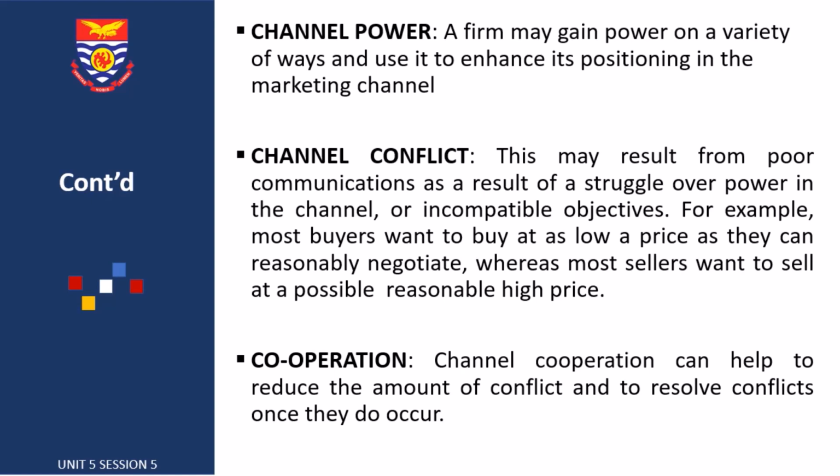Channel power. A firm may gain power in a variety of ways and use it to enhance its position in the marketing channel. Conflict can result from poor communication as a result of a struggle over power in the channel. It can also come up as a result of not understanding objectives. Cooperation. Channel cooperation can help to reduce the amount of conflict and to resolve conflict once it does occur. Cooperation has to do with channel members cooperating with each other, balancing their views, trying to understand, trying to look at things from others' perspective in order to agree.